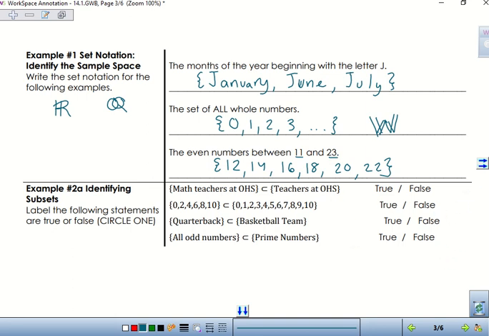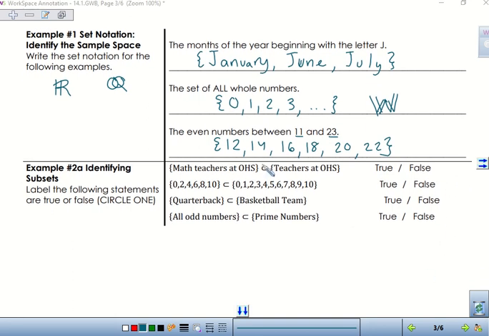Okay, so now we're going to practice our work with subsets. If we're looking at math teachers at Oviedo High School, would they be within the subset of all teachers at Oviedo High School? Yes. If we were looking at the even numbers between 0 and 10, would that be a subset of all numbers between 0 and 10? Yes.